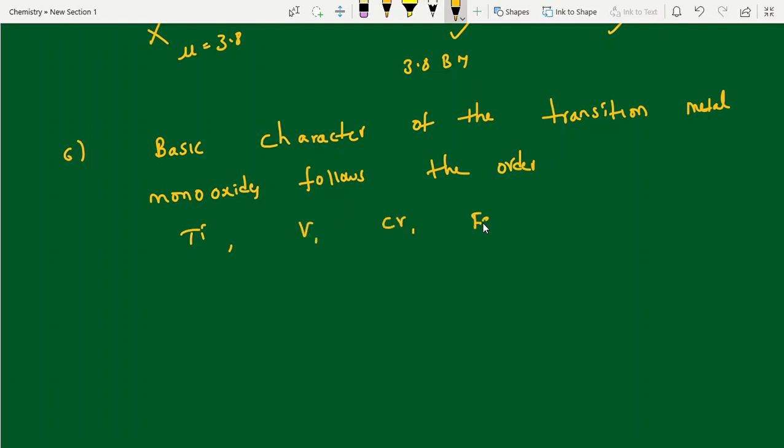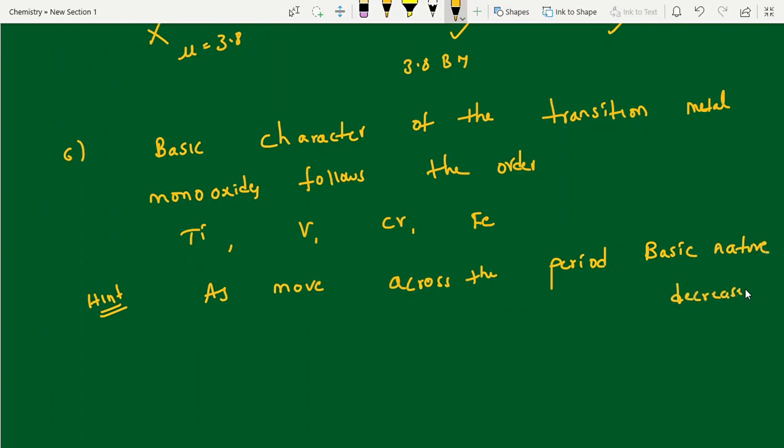Students, we know one point. What is the hint point here? As we move across the period, what happens? Basic nature decreases. Simple logic. So scandium, titanium, vanadium, chromium, manganese, iron, cobalt, nickel, copper, zinc. But they give titanium, vanadium, chromium, iron. You have to pick out.